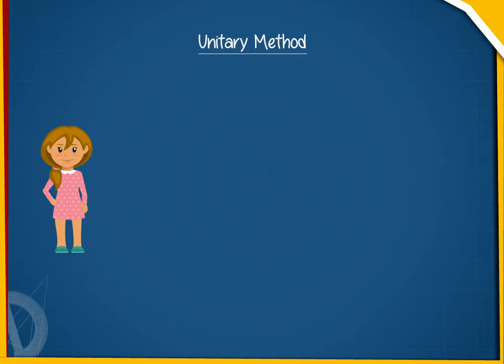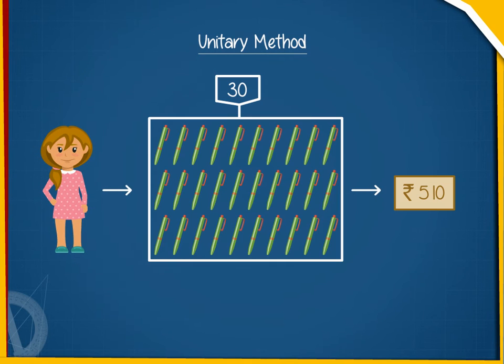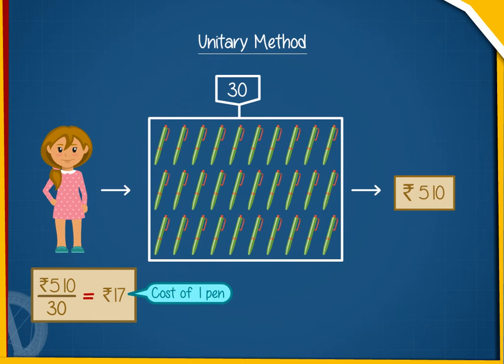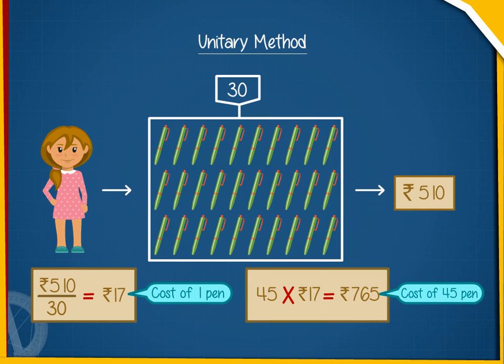Shivani goes to the market and buys 30 pens for ₹510. Now, she wants to find the cost for 45 pens. For this, she first calculates the cost of one pen, dividing 510 by 30. She gets 17. This gives her the cost of a pen. So the cost of 45 pens is equal to 45 into 17 rupees, equal to 765 rupees.